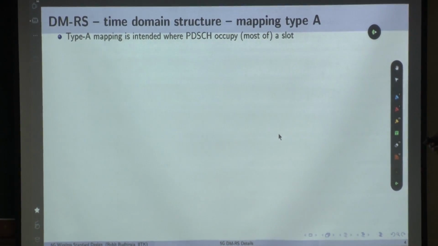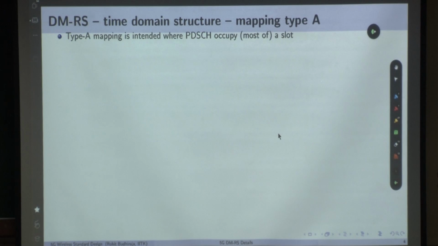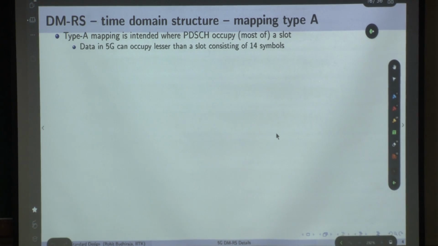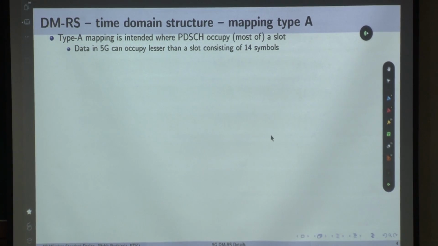So type A is normal transmission, wherein there is high bandwidth transmission, but not emergency transmission. It occupies most of the slot. Data in 5G can occupy less than a slot, but still it will occupy most of the slot. And depending on how many slots the PDSCH is occupying, you will have different configurations of type A. We will see that.